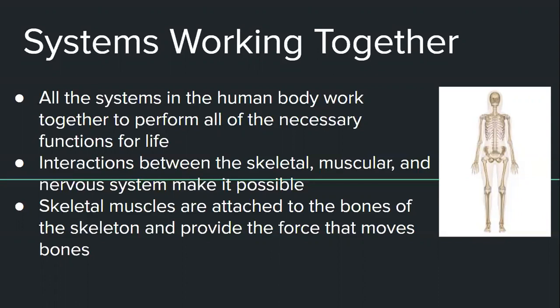Movement, for example, occurs through an interaction between the skeletal, muscular, and nervous systems. Skeletal muscles are attached to the bones of the skeleton and provide the force that moves these bones. Muscles contract and relax. When a muscle contracts, it shortens and pulls on the bones to which it is attached. Try standing on one leg and bending the other leg at the knee. Hold that position. You can feel that you're using the muscles at the back of your thigh. Your nervous system controls when and how your muscles act on your bones.